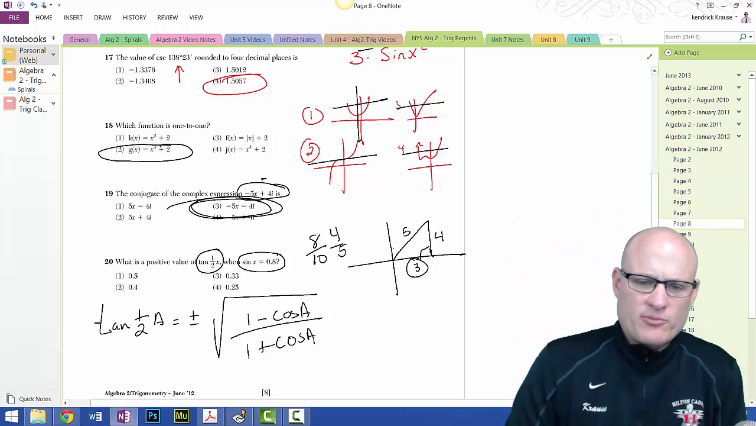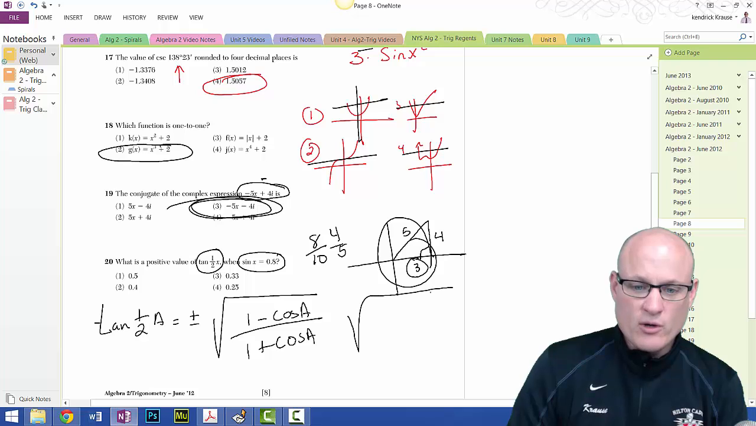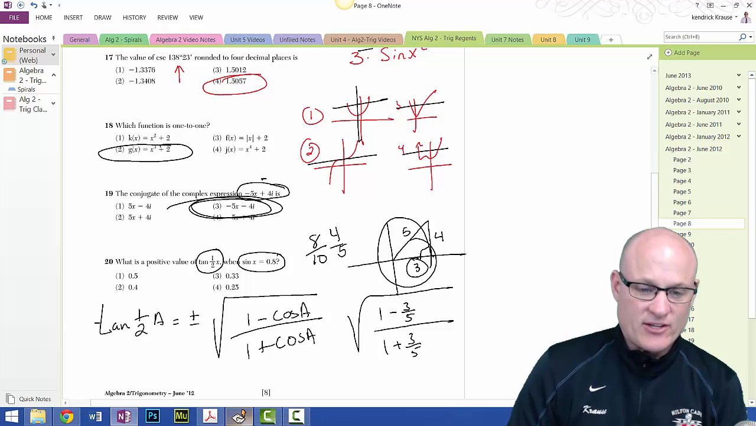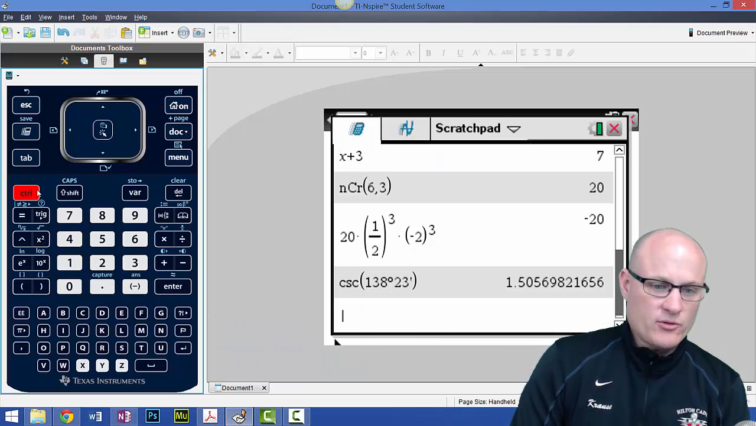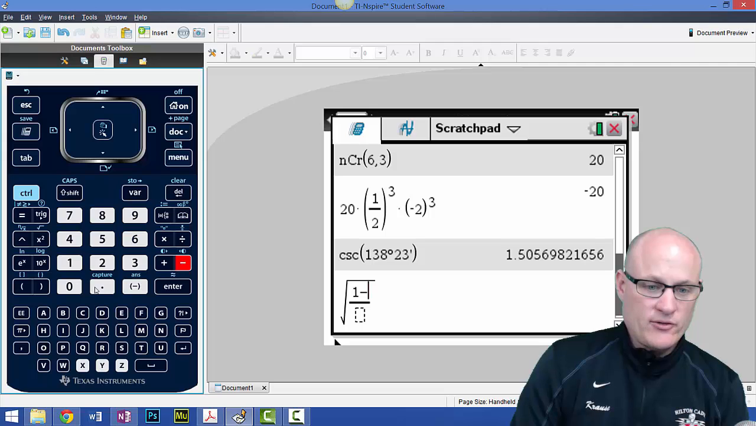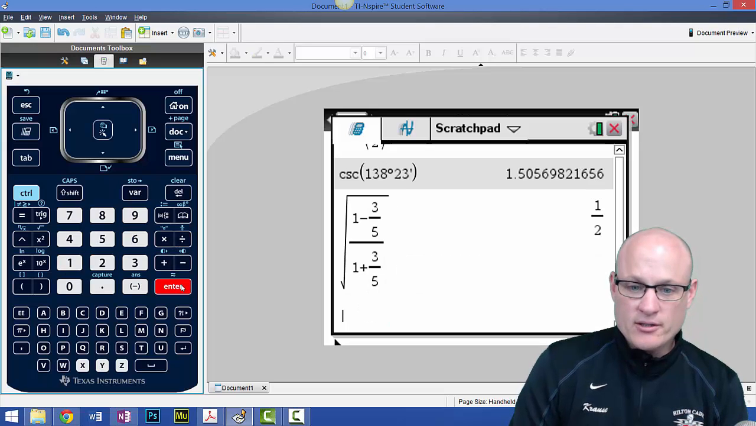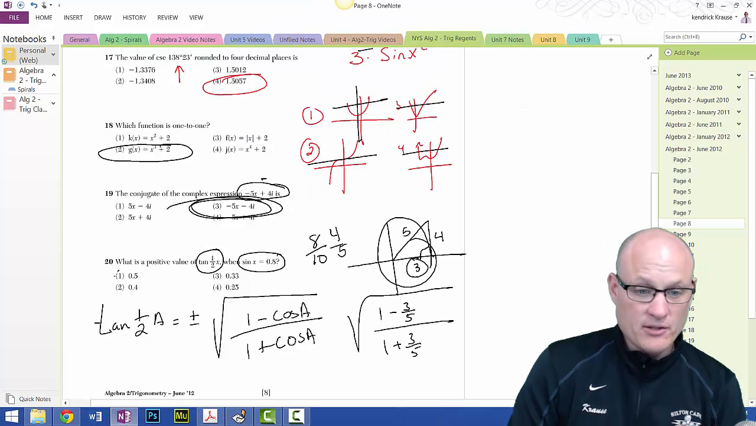I think there's another way to do this problem, by the way. Now I know what cosine is. Cosine's 3/5. So I'm going to do the square root of 1 minus 3/5 over 1 plus 3/5. I'll just type that in my calculator. Notice they're all decimals, so I'm going to type the whole thing in. Second square root, 1 minus 3 divided by 5, all over 1 plus 3 divided by 5. Enter. 1/2. Is that one of the answers? Yes, 1/2. There it is.